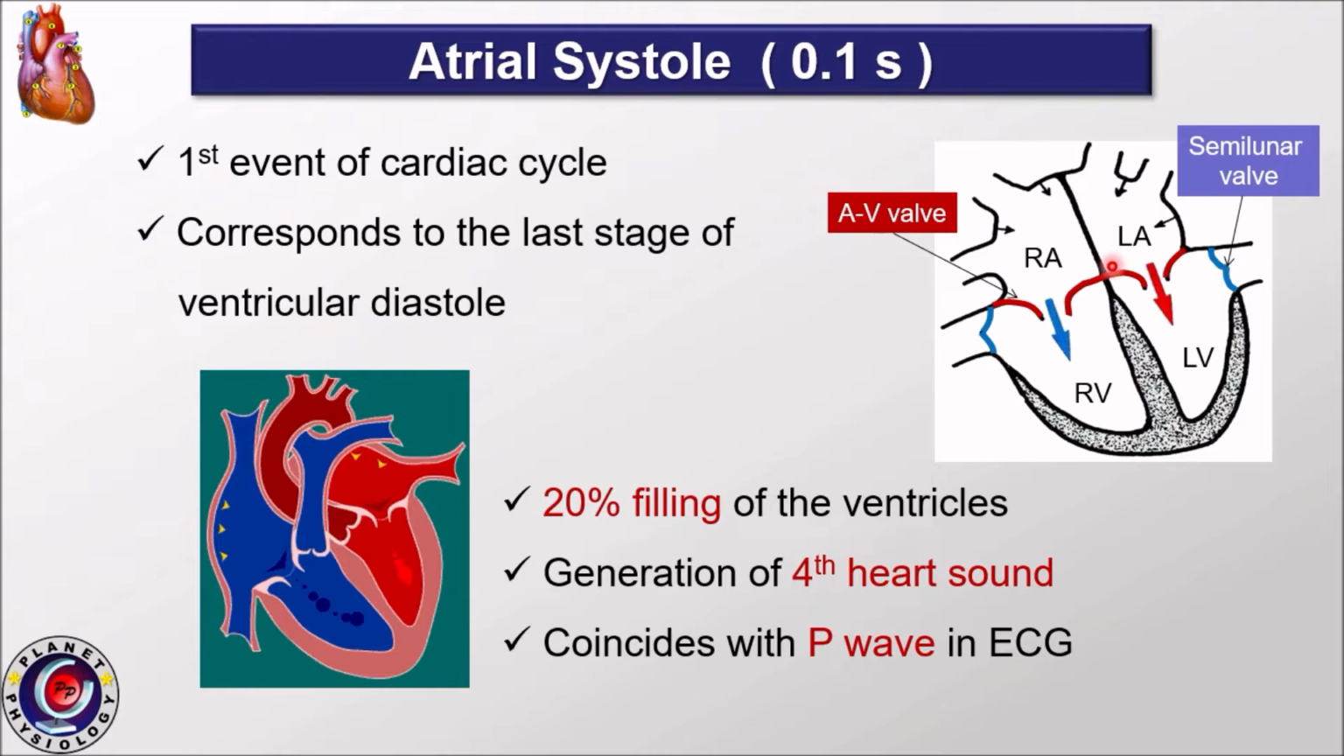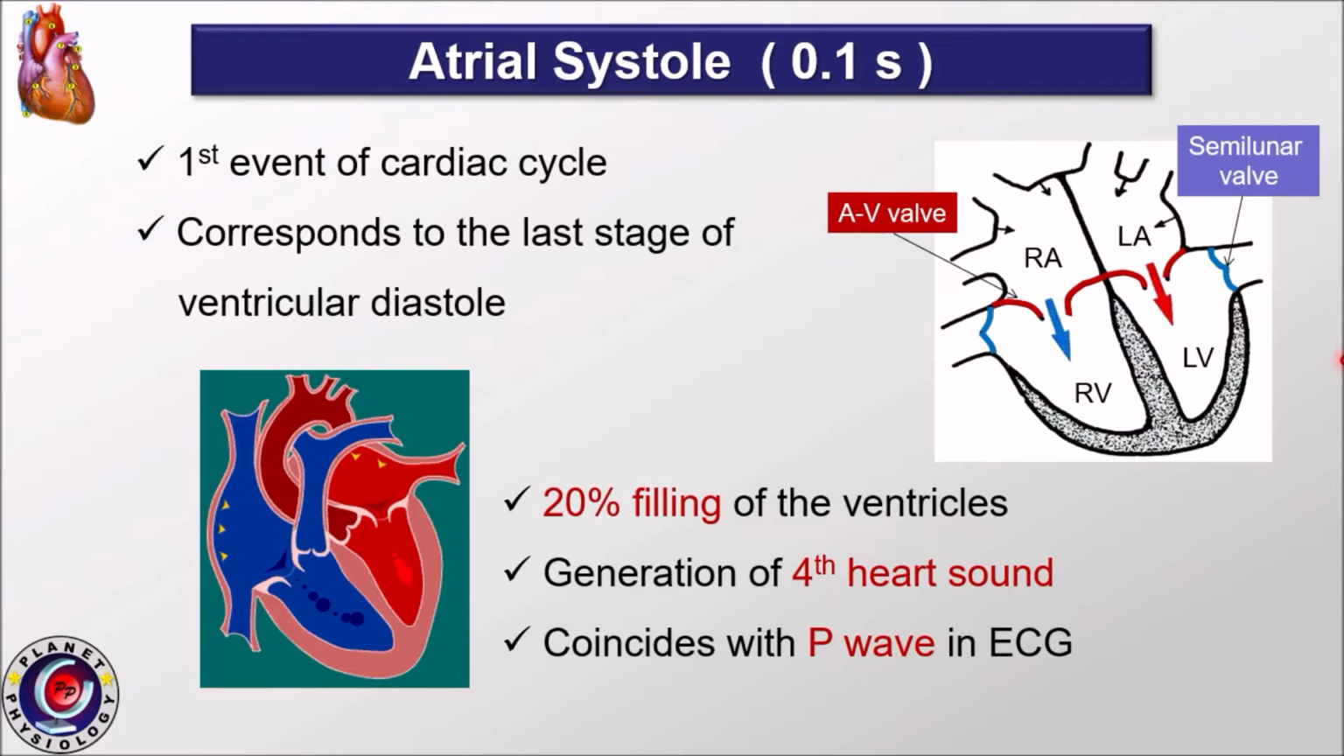Now let us understand with the help of this diagram. Shown in this line diagram, these are the atria, right atrium and left atrium. This is the right ventricle and left ventricle. Shown in red color are the atrioventricular valves, and shown in blue color are the semilunar valves. It is absolutely essential to visualize and understand what is happening to these valves during the cardiac cycle so that you can understand various events.